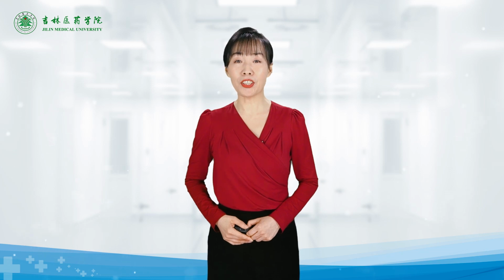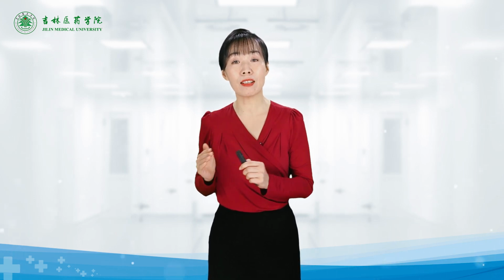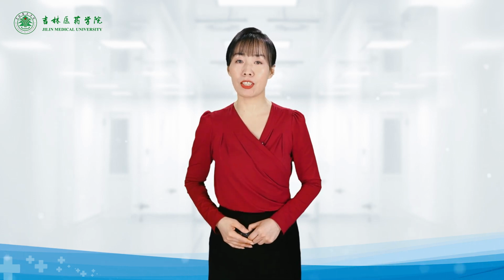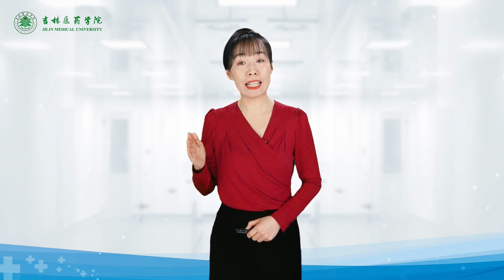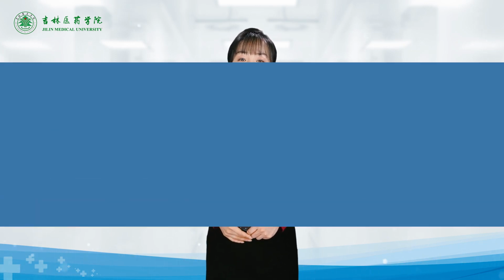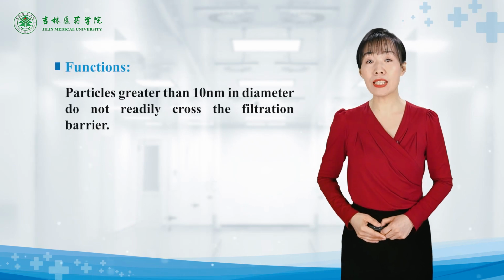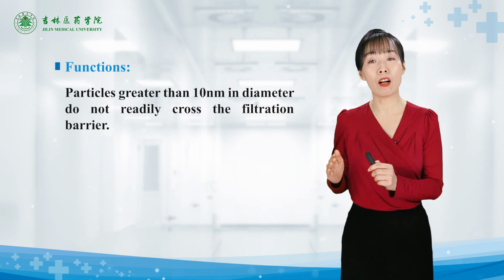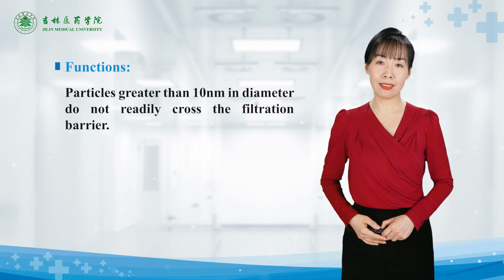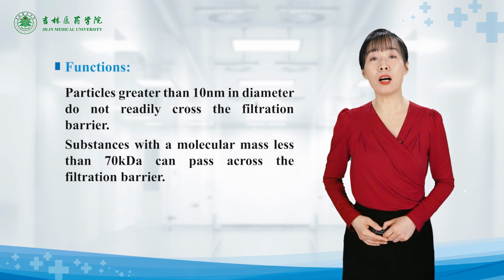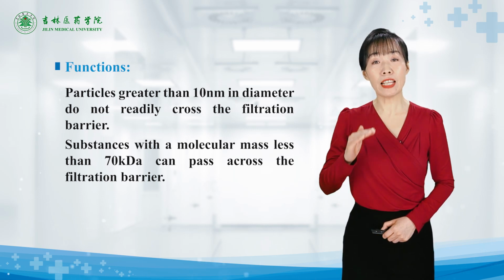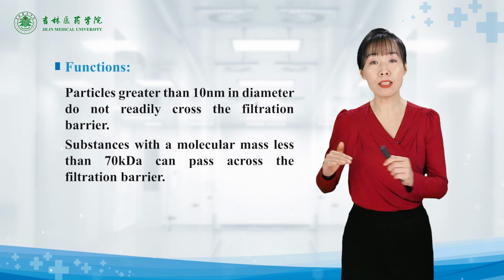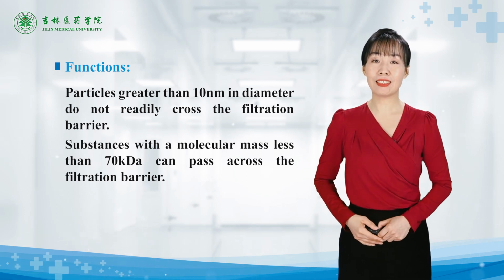The filtration barrier is a selective macromolecular filter in which the lamina densa acts as a physical filter. Fenestrae act as a charge barrier. Particles greater than 10 nanometers in diameter do not pass across the basal lamina. Substances with a molecular mass less than 70 kDa can pass across the filtration barrier.